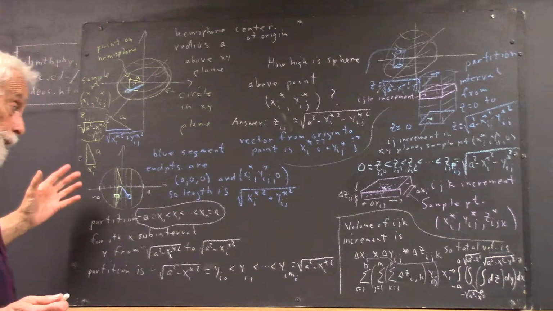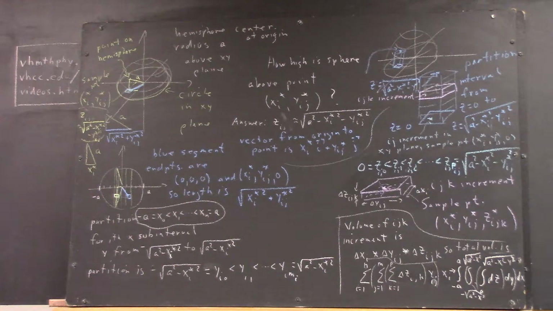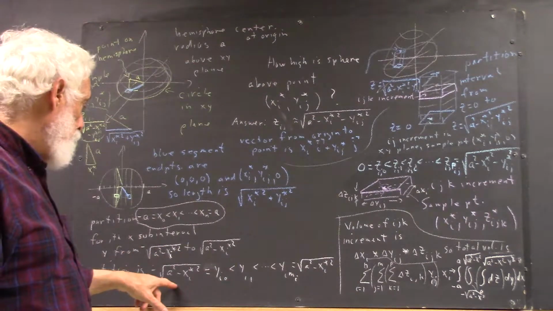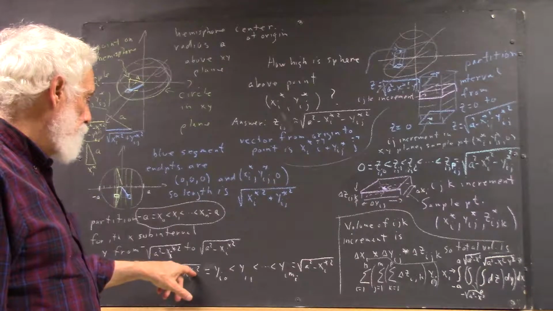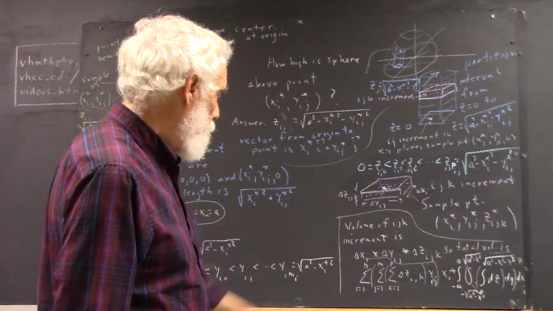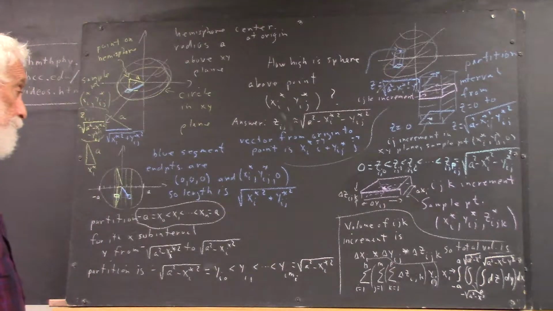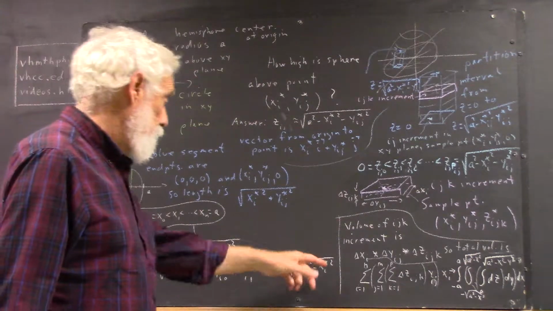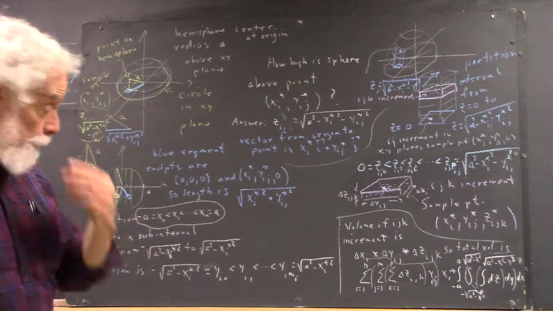Now this has been done in detail, so we should understand these triangles in this picture. And then we partition that y interval. And we partition it from negative square root of a squared minus xi star squared to the square root of a squared minus xi star squared.